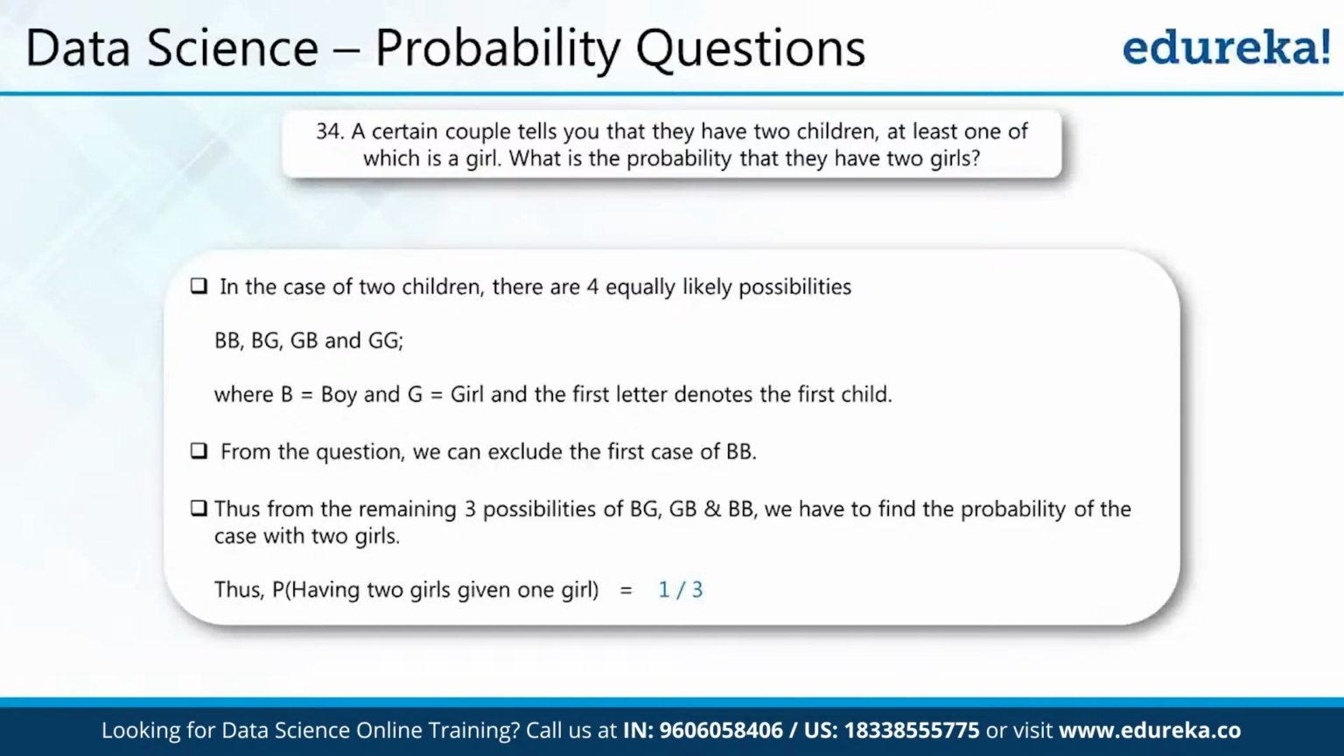So in a very simple manner, you can calculate that the probability of having 2 girl children will be 1 by 3. There are a total of 3 possibilities, which come in the denominator, and there is only one event which favors this probability, that is 2 girls out of the 3 that we have. So 1 by 3.